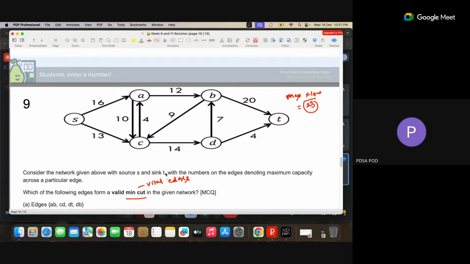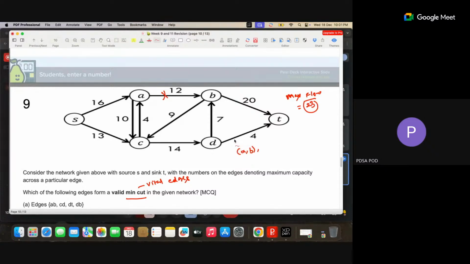So here you can see that the maximum flow is 23. If I stop at 23 flow, I can stop the complete flow. So how do we get this particular 23? I can cut A to B, which is a 12 value. A to B.